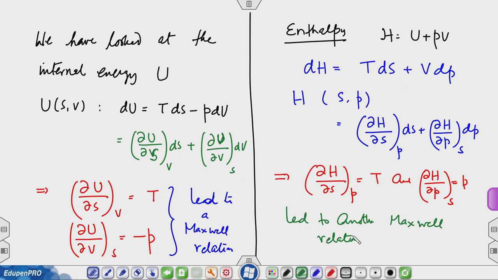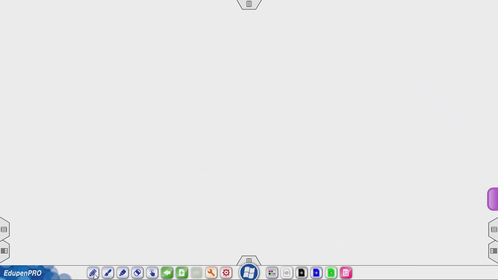So, notice that in U and in H, we have described processes whereby the variables are the entropy and the volume for the internal energy case, and the entropy and the pressure for the enthalpy case. And these processes become useful while describing constant volume or isochoric process in the case of internal energy, and isobaric process in the case of enthalpy. What about if something else is a constant? Suppose temperature is a constant, volume is a constant, what happens then? In that case, we define another thermodynamic potential, and that's going to be the topic of discussion in this lecture.